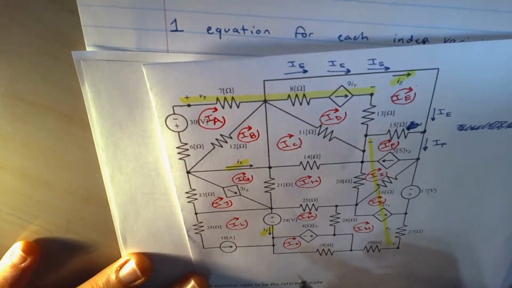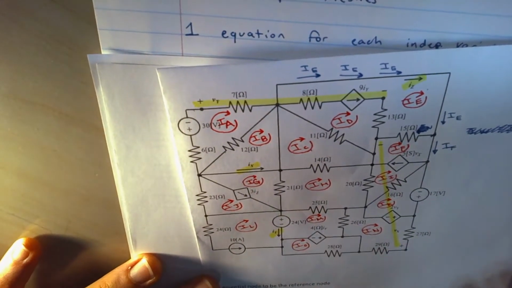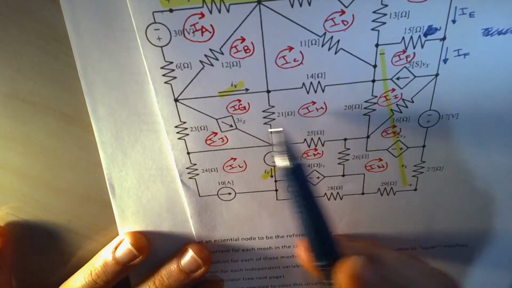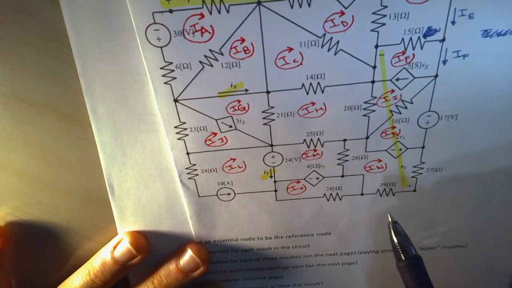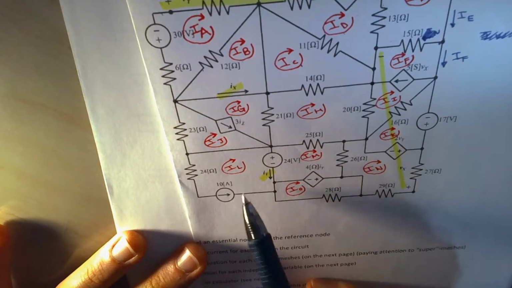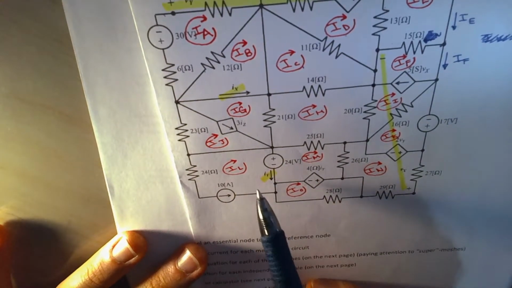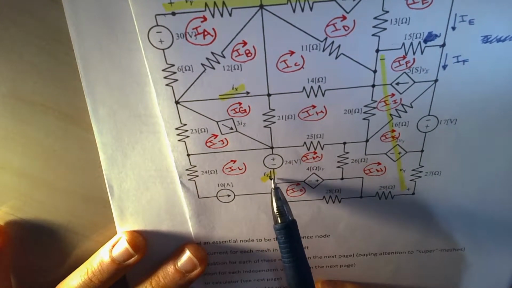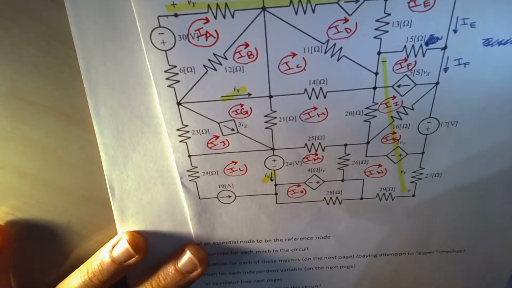Now, I want to mention first, later, we got through II. I'm not going to do the rest of the mesh KVLs in this video. But I want to mention that when we write these KVLs, we do not want to reference these independent variables. Let me give you an example.